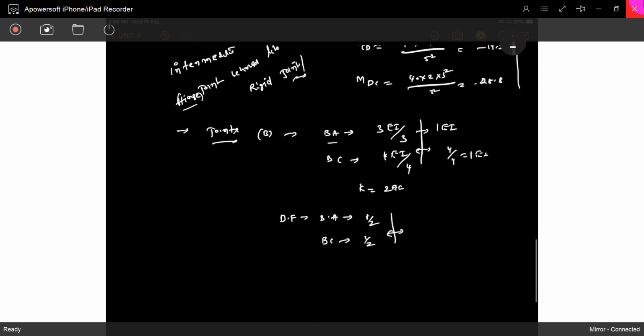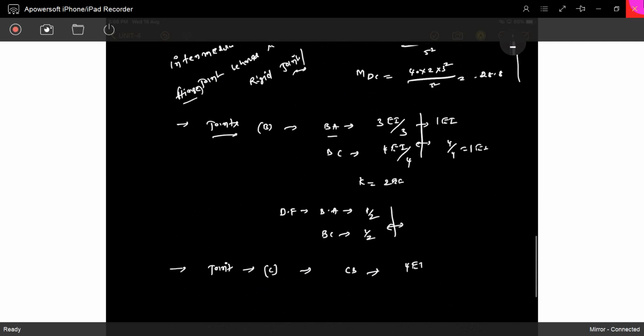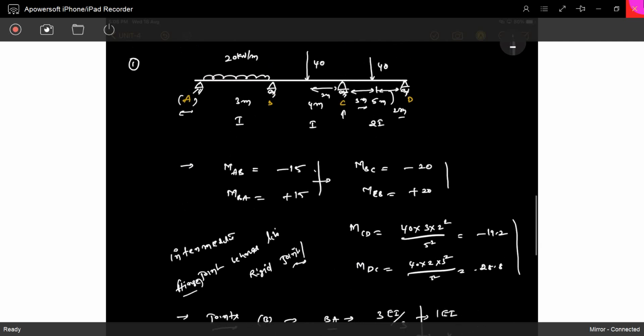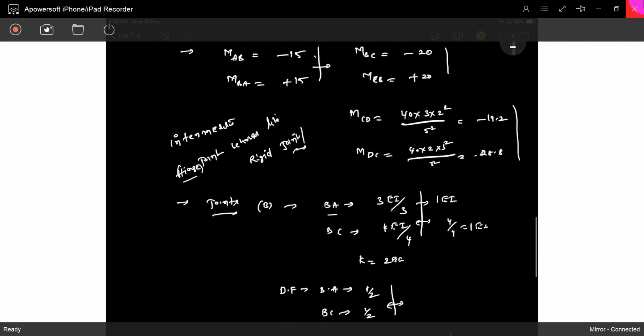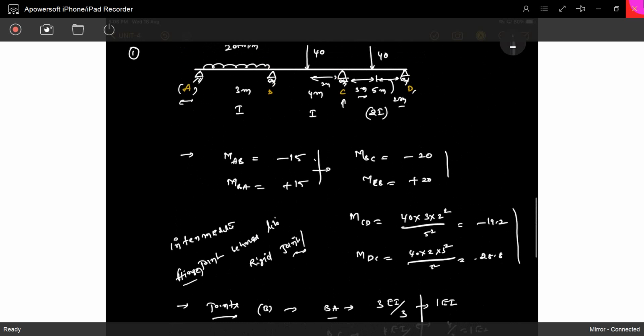Okay. So now we will go to joint C. CB taken. B behaves as an intermediate joint, an intermediate support, so it behaves as a rigid joint. So 4EI by L. 4EI by L is 4 meters, so you can call it as 1. So next CD. Now observe it. D is a hinge joint. So it's 3EI by L, but you can observe it's 2I. The cross section is different.